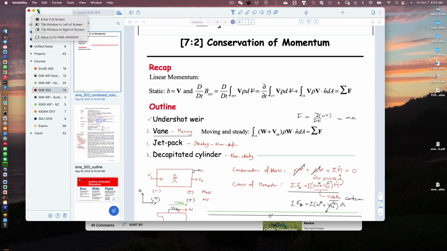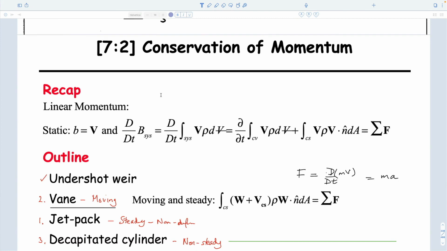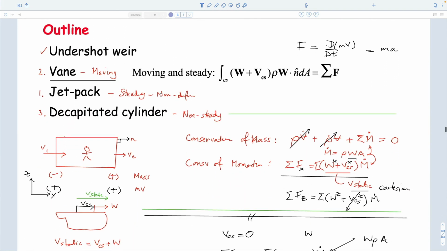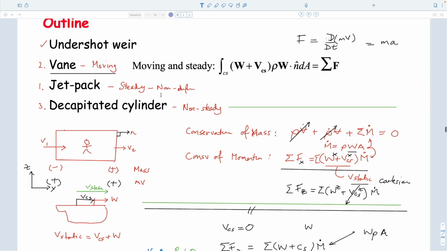Maybe clean up this, just to note this. We talked about linear momentum last time. I got a couple of questions at the end related to sign conventions. And so it's probably useful to mention that.